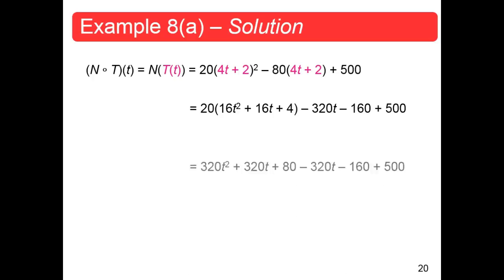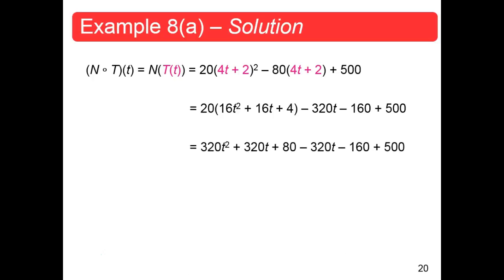And that came out 320t squared plus 320t plus 80 minus 320t minus 161 plus 500, exactly like we did, and solve that. These two disappear, plus and minus, those add to 0. The others combine to be 420. I think that's what we got.